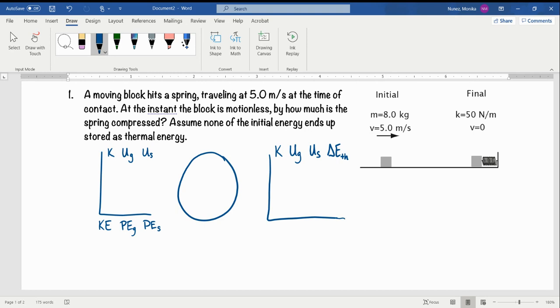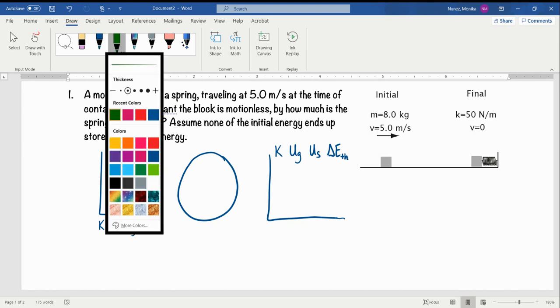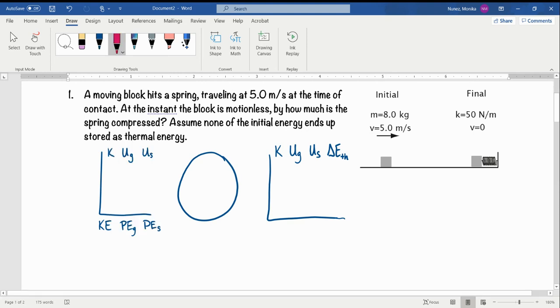And once we have our setup for our LOL diagram, it's time to go ahead and add things to our system. So in this case, we have a block, and that block ends up interacting with a spring. We know we always have the earth in our system, and I'm going to go ahead and put the ground in our system as well.